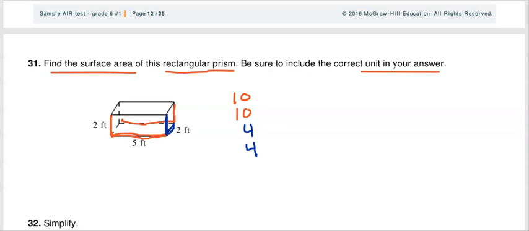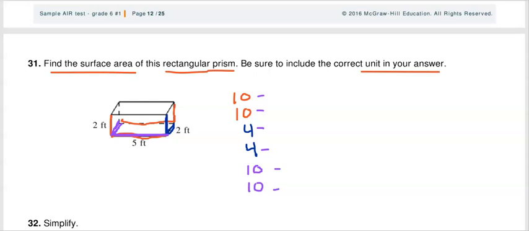And let's use that color there. So then we have the front and the back, which is 5 times 2 and 5 times 2. Side and side is 2 times 2. And then the top and the bottom, well, the bottom is 5 by 2 again. So 5 times 2 is 10, and another 10. So do we have all 6 sides? Yep, we have the front, the back, the sides, the top, and the bottom.